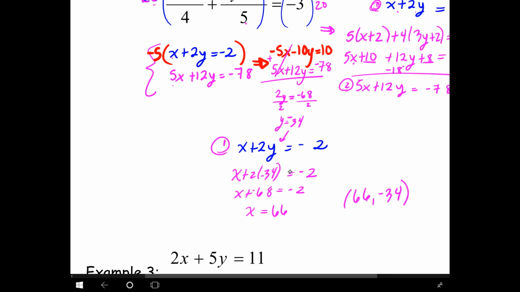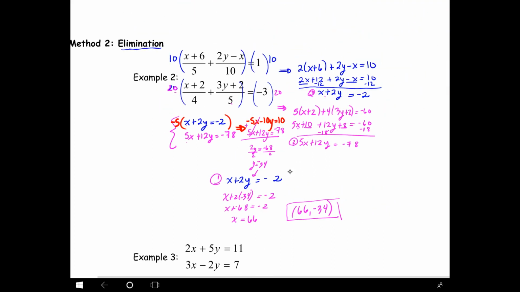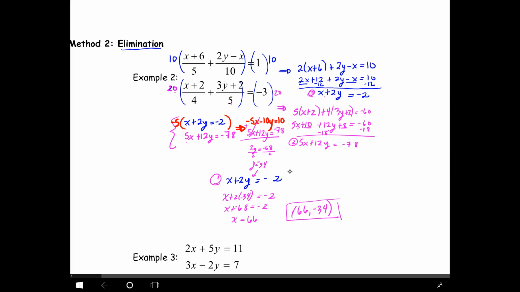And again, what that means graphically is if we graphed both of these equations, that would be our point of intersection. We can also check our answers, and to check, we would plug in both answers, so both x and y, into both equations, and it would have to show both true. So just a quick reminder for the check step, x and y have to make both equations true.